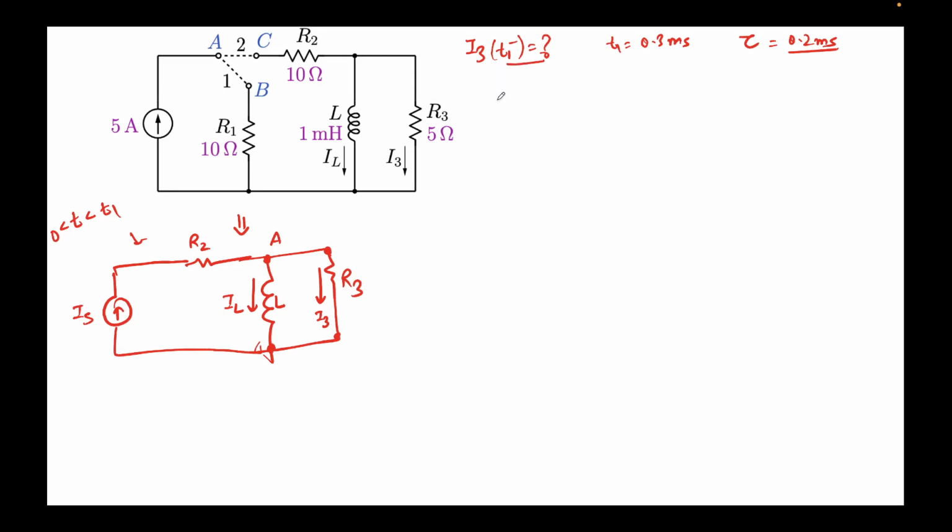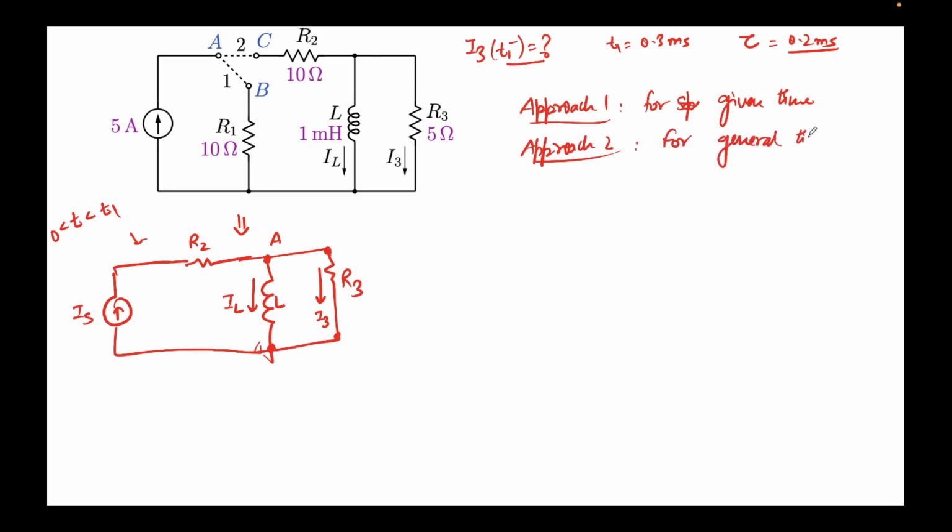Just like we talked about in the previous set of problems, there were two approaches. Approach 1 is for a specific, given time, and the second approach is for a general time. I'll again focus on the general time, because for a particular time you can always find the value by just putting the value of t in the expression from approach 2.